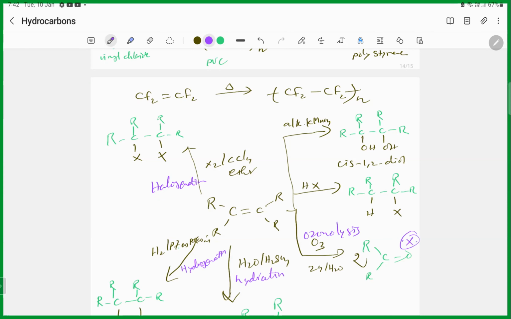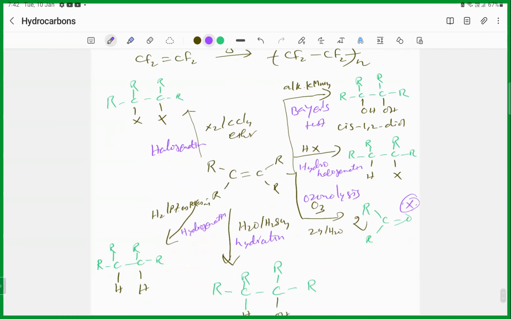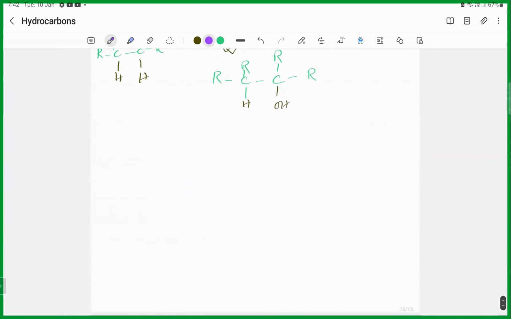You will get to know all of them: hydrohalogenation, halogenation, Baeyer's test. So this is what happens in your alkene. Alkanes also undergo this type of reaction.